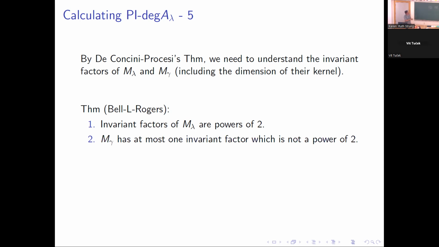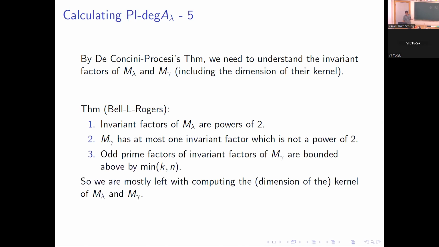For the augmented matrix, most of the invariant factors will be powers of 2, except possibly one. And this one is a bit of a pain because you can have an invariant factor for that matrix which is not a power of 2. But the odd prime factors are always bounded by k and n. So that depends very much on the size of your quantum Grassmannian. Okay, so we control basically everything here.